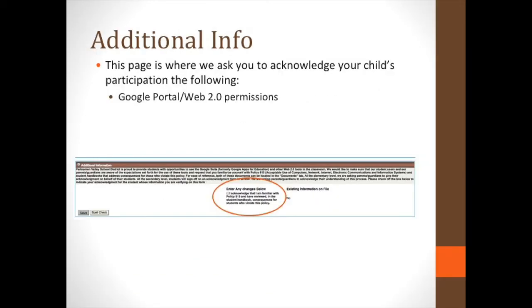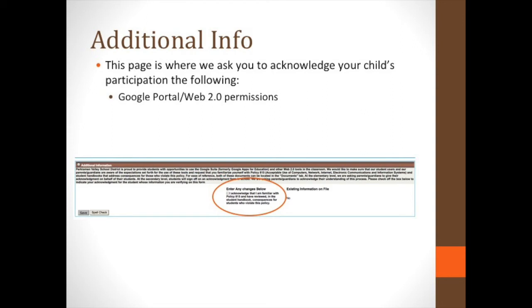Next, we move on to the Additional Information tab. Here you will be asked to check a box indicating that you understand your student will be granted access to the Google portal, including Gmail and other Web 2.0 applications throughout the year. Elementary school parents will be asked to acknowledge that they are familiar with the district's acceptable use policy and the consequences outlined in the student handbook for those who violate this policy.